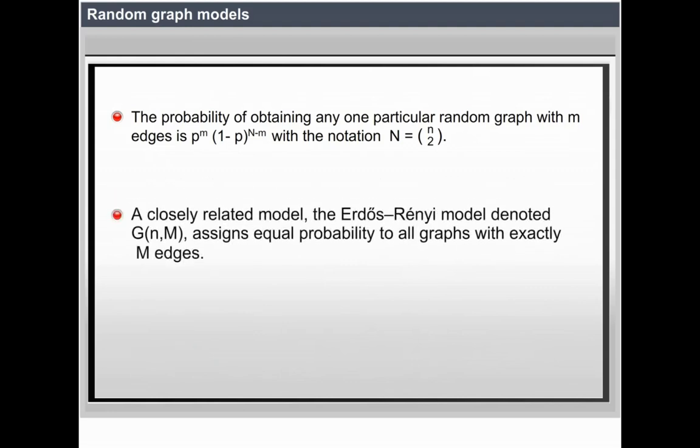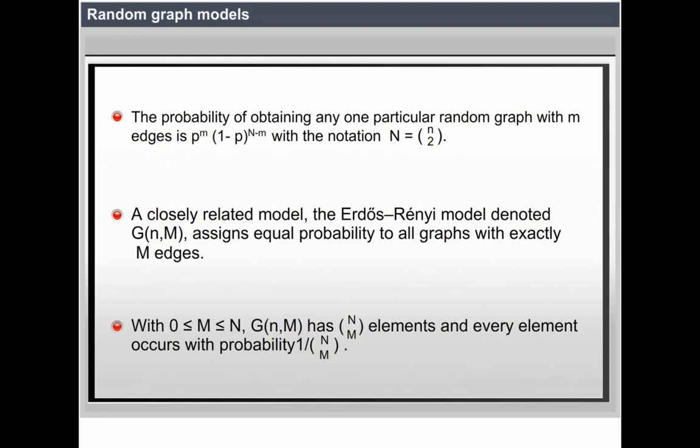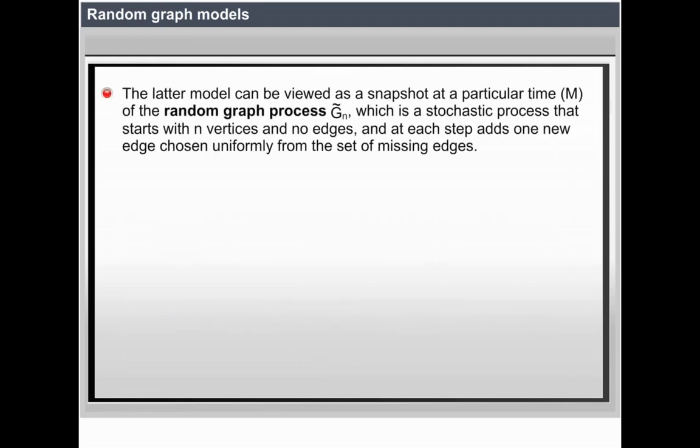A closely related model, the Erdős–Rényi model, denoted G(n, m), assigns equal probability to all graphs with exactly m edges, with 0 ≤ m ≤ N. G(n, m) has NCm elements and every element occurs with probability 1/NCm. The latter model can be viewed as a snapshot at a particular time m of the random graph process G̃n, which is a stochastic process that starts with n vertices and no edges, and at each step adds one new edge chosen uniformly from the set of missing edges.